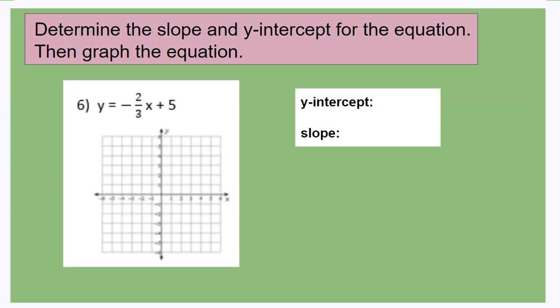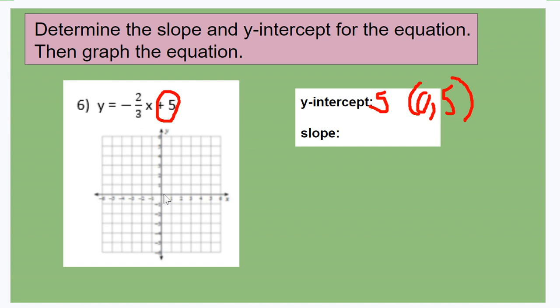Example 6. y = -2/3 x + 5. So we first want to find our y-intercept, which is always the constant, including the sign after x. So this time we have a positive 5. So our y-intercept is a positive 5, which means our ordered pair for our starting point is (0, 5), and those are parentheses around it.